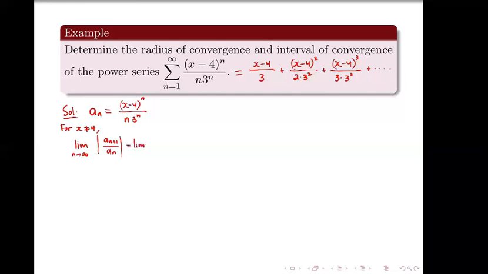Now we substitute. We have the limit as n approaches plus infinity of a sub n plus 1, that will be (x minus 4) raised to n plus 1 divided by (n plus 1) times 3 to the n plus 1, times the reciprocal of a sub n. That will be n times 3 to the n over (x minus 4) to the n.